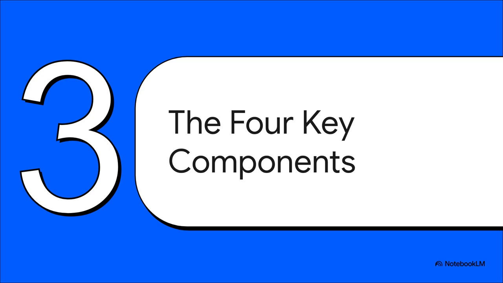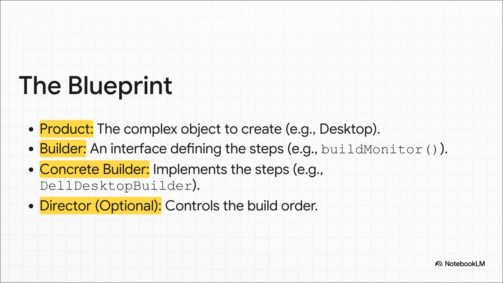Well, it's not really magic at all. It's just a really clever structure. So let's break down the 4 key components that make the builder pattern really tick. Okay, so first up you have the product. That's the complex thing we're trying to create, like a desktop computer. Second, there's the builder interface. Think of this like a contract or a blueprint of all the steps. Build monitor, build keyboard, and so on. Third, you've got the concrete builder, like a Dell desktop builder. This is the class that actually implements those steps. A Dell builder knows exactly how to build a Dell monitor.